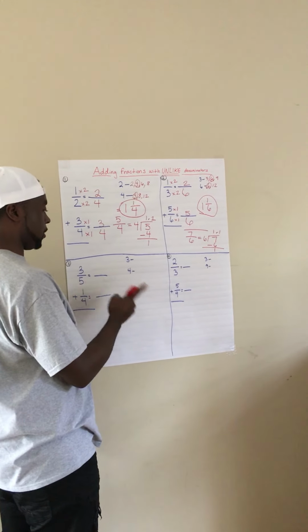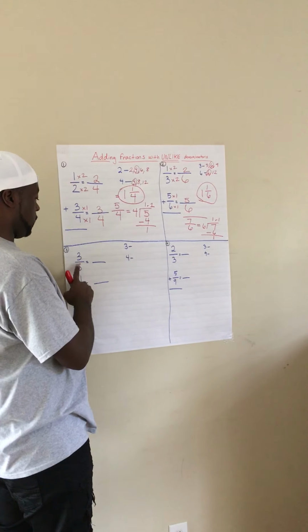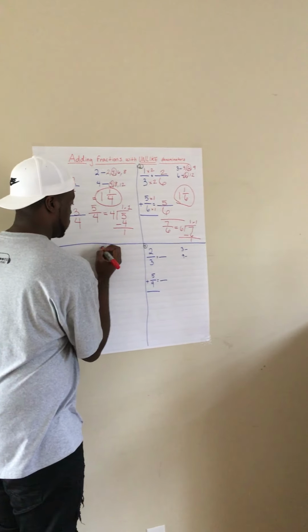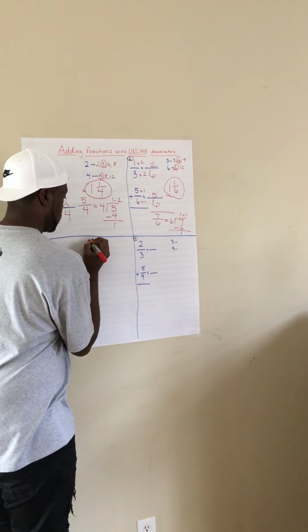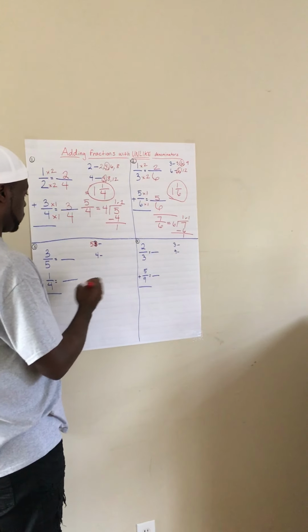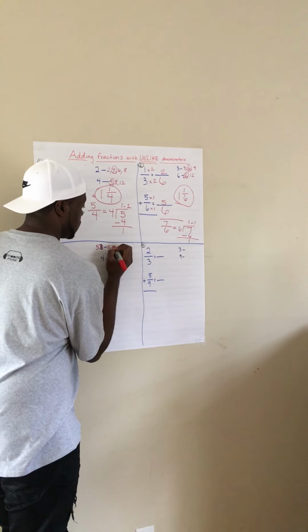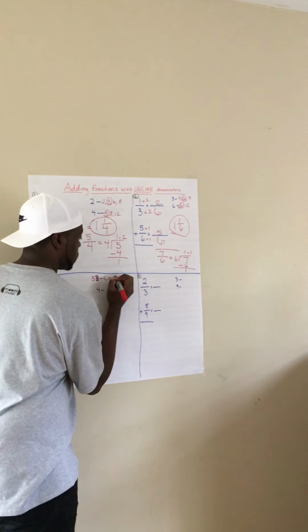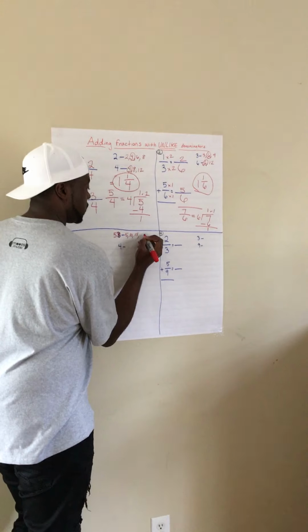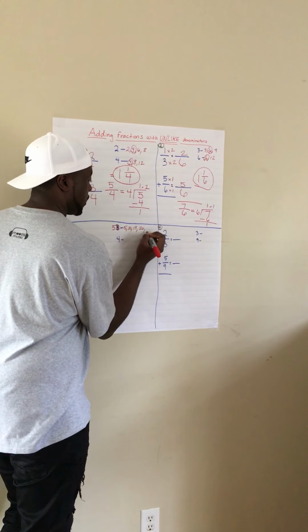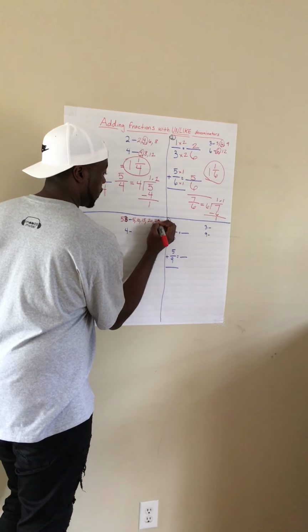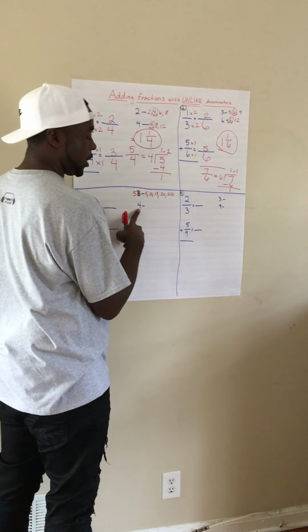So we're gonna find a common multiple between 5 and 4. 5 and 4. So 5 times 1 equals 5. 5 times 2 equals 10. 5 times 3 equals 15. 5 times 4 equals 20. 5 times 5 equals 25. I'm going to stop right there and I'm going to come down here.